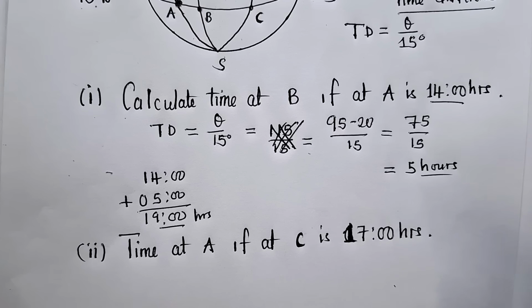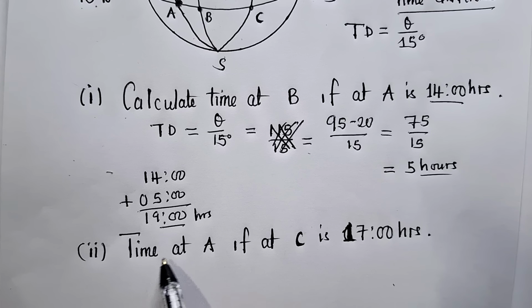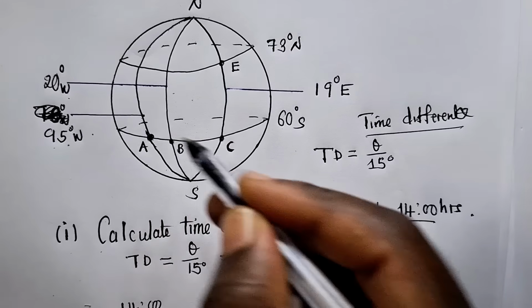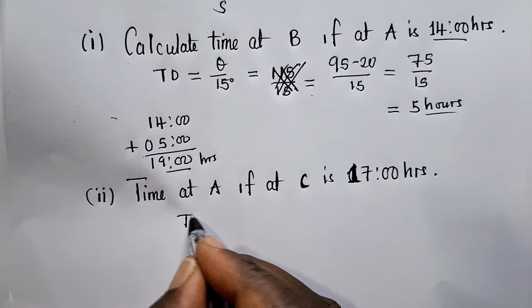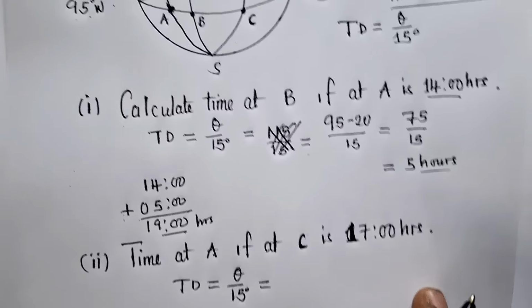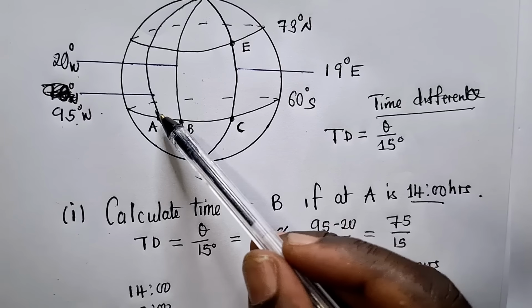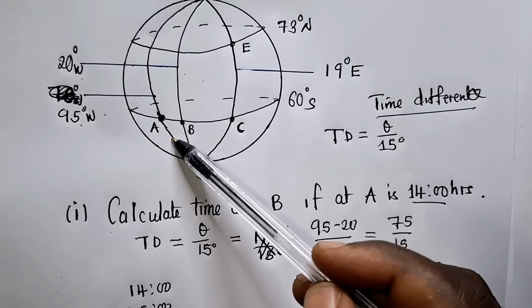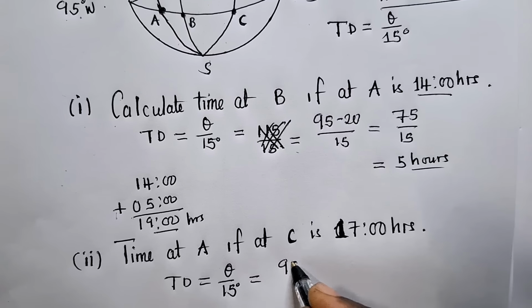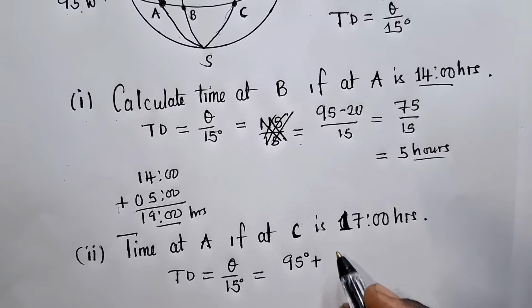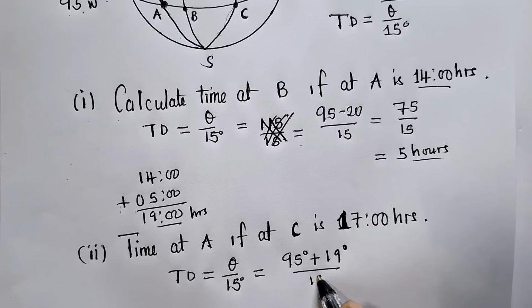Let's check out number 2. They're saying find the time at A if at C is 17 hours. So the time at C here is 17 hours, while at A, we don't know. So we're going to say time difference is equal to theta over 15 degrees. So what is the theta here? The difference between A and C. So just get this, A is 95 degrees plus here C it's 19 degrees over 15.